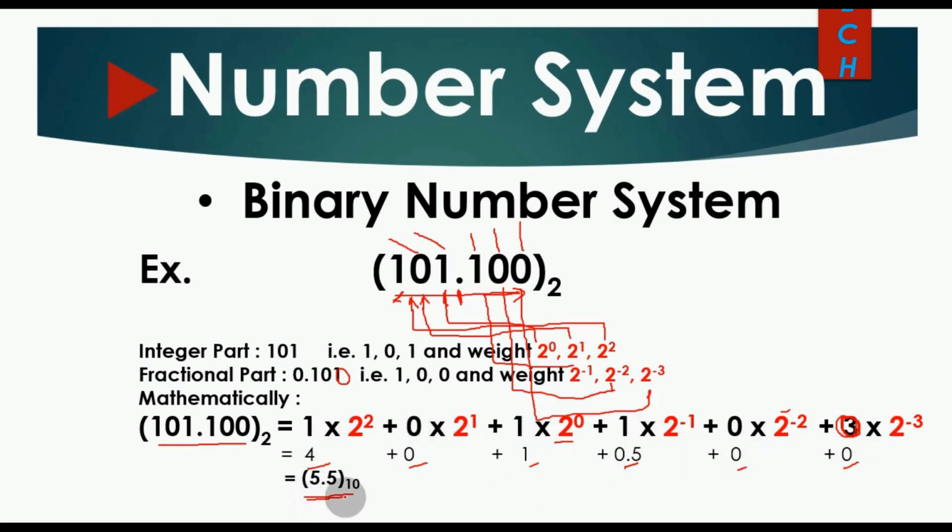The base of this 5.5 is decimal. So if you convert 5.5 decimal to binary, you will get this value, right? So this is equivalent to this. So hope you understand the concept of the binary number system.